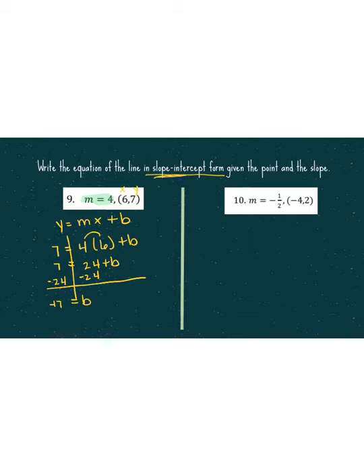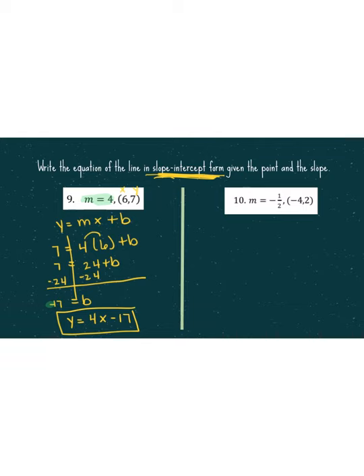Okay, now we have to put it in slope-intercept form. So y equals my m, 4x, and because my b is negative, so when you're looking right here, you see you have that negative. Instead of saying plus b, we're going to say minus 17. So y equals 4x minus 17.